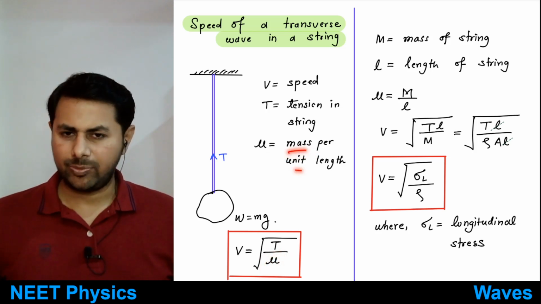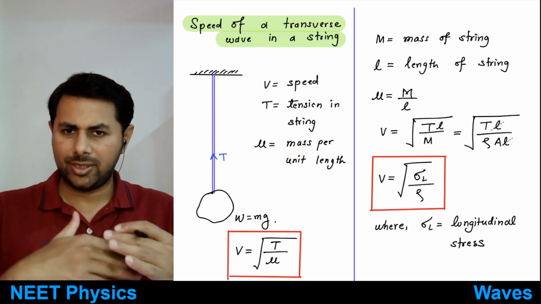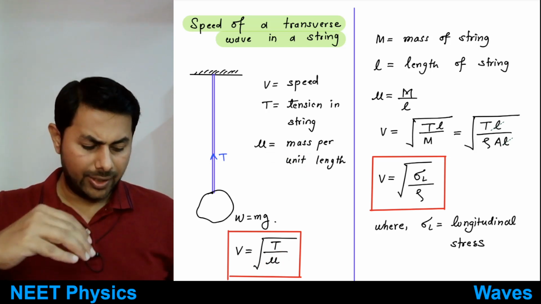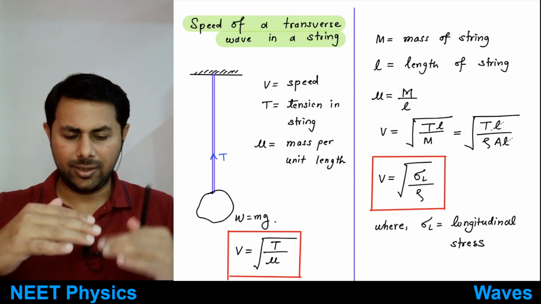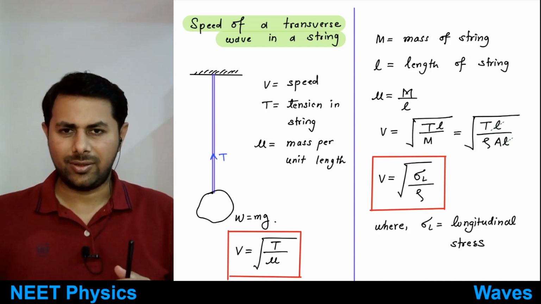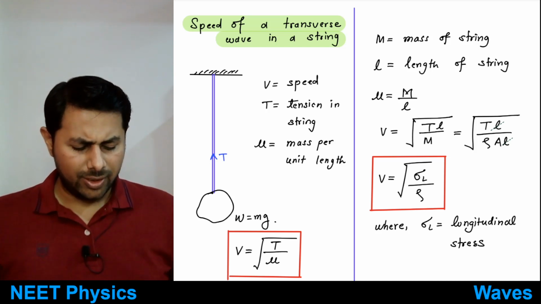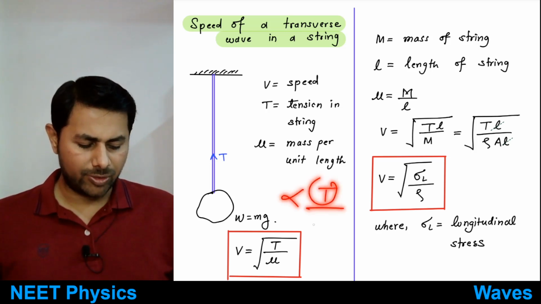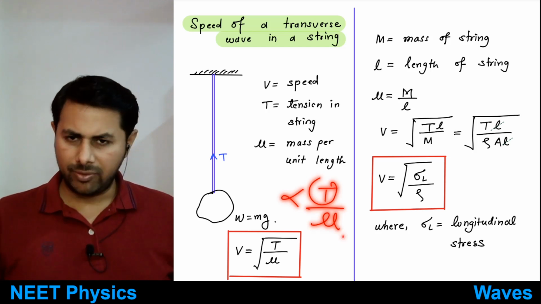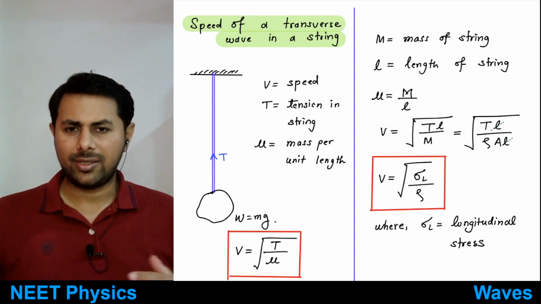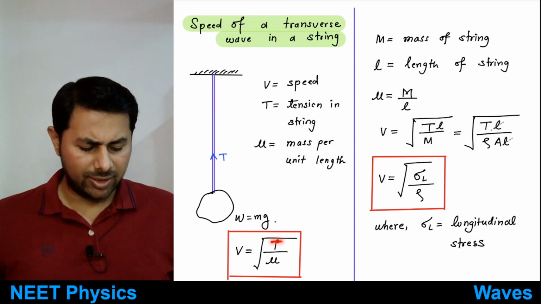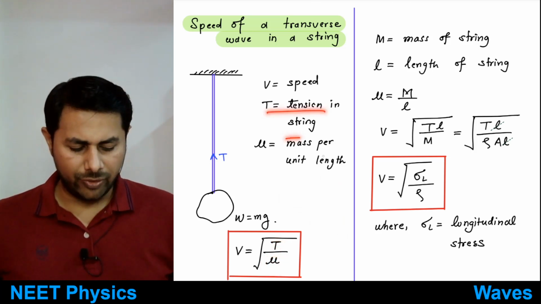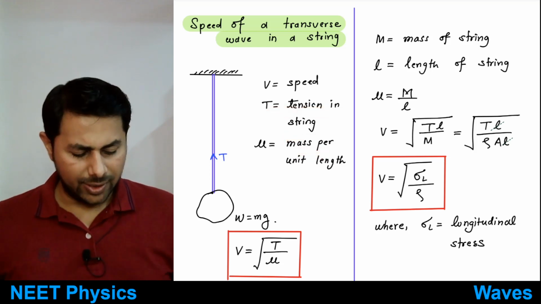Mu is the mass per unit length. The more the restoring force, the faster it will come back. That means the faster the wave will travel, right? The more the mass, the longer it will take. Therefore, the speed is directly proportional to some power of T and inversely proportional to some power of mu. The derivation is not there, but we can understand intuitively why T is in the numerator and why mu is in the denominator. T is the tension in the string, mu is the mass per unit length of the string.